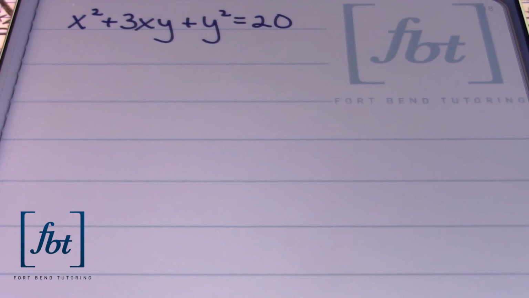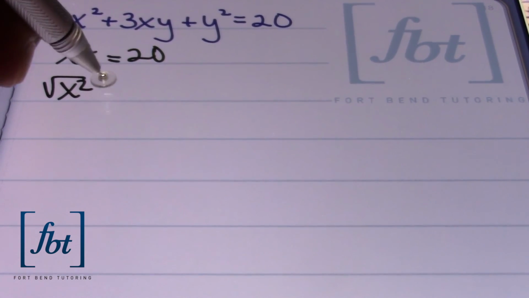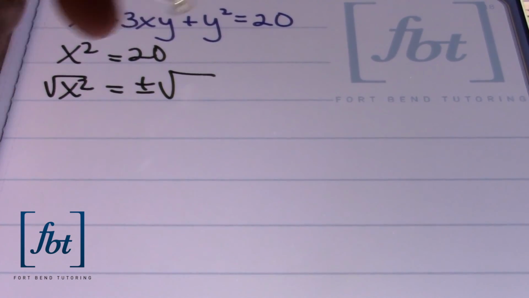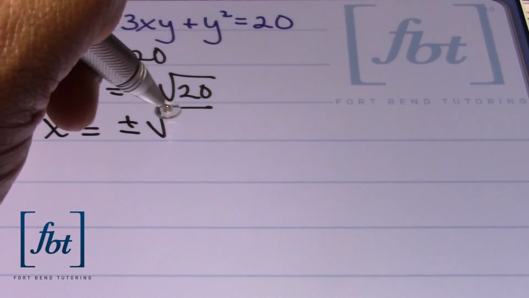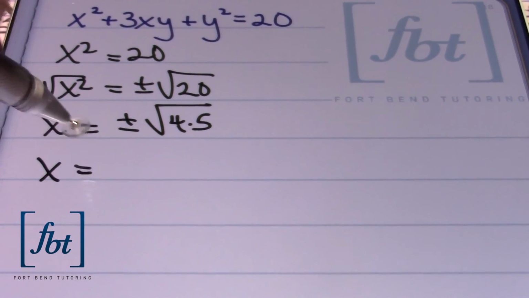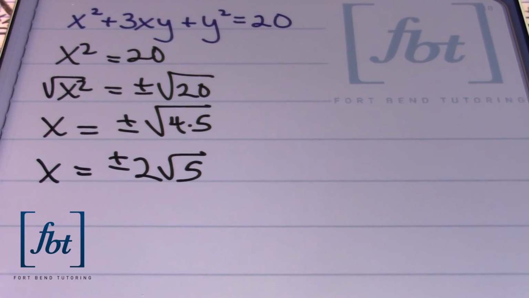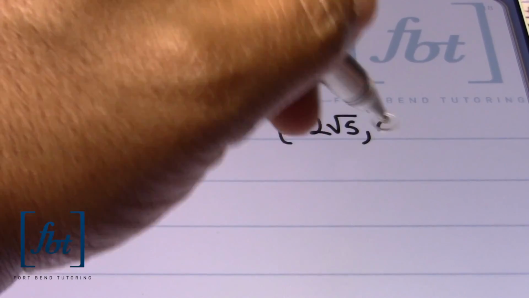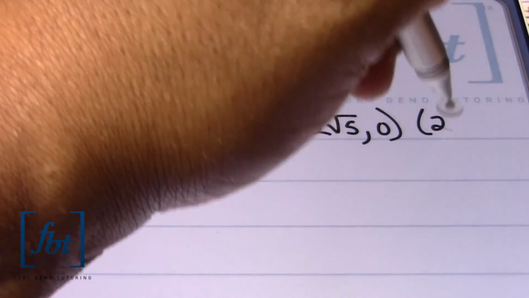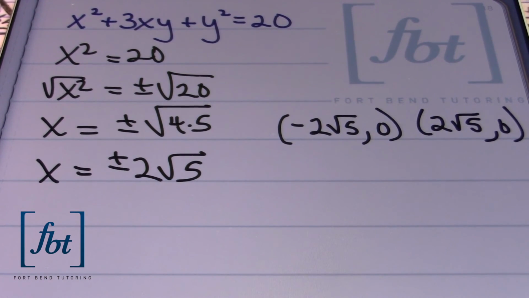When y equals 0, this first equation becomes x squared equals 20. So by solving for x using the square root property, we'll have plus or minus the square root of 20. When we simplify this, we'll have the square root of 4 times 5, which simplifies to plus or minus 2 times the square root of 5. So as potential points of intersection, we would end up with negative 2 square root of 5, 0, as well as positive 2 square root of 5, 0. So we already have 2 potential points of intersection.